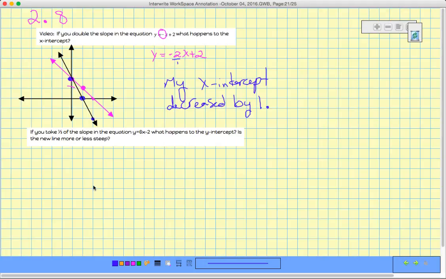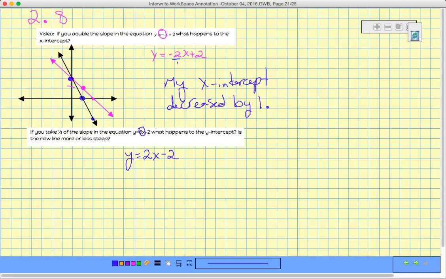Okay, the second one says, if you take 1/3 the slope of the equation y equals 6x minus 2, what happens to the y-intercept? And is the line more or less steep? So in other words, what happens to the slope? Well, if we take 1/3 of the slope here, my slope right now is 6. So 1/3 of that is 2.